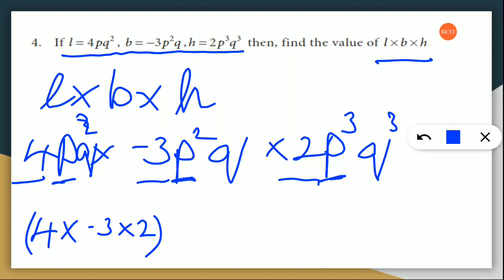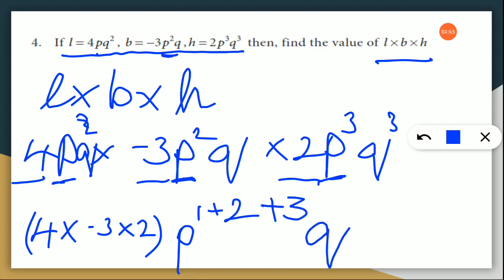So shall we group it together? So how will you write it? P power, because it is the same base, all the powers can be added. What is the power in the first one here? 1. And the next power, in the value of b, it is 2. What is the power of p in the h variable? It is 3. And for q, shall we do the same thing? So q power is 2 here and in the next one it is 1 and the next one it is 3. Okay? So then you have to multiply and the final answer will be arrived.